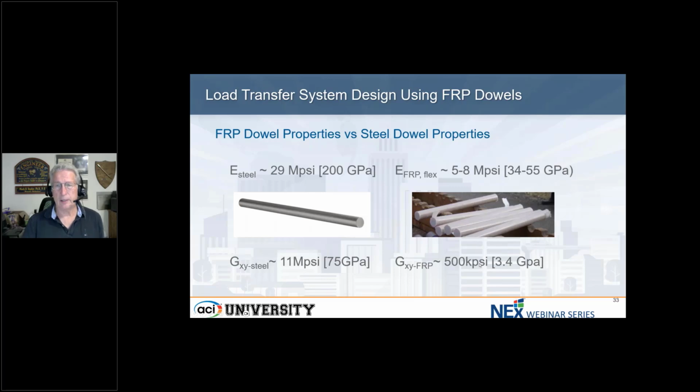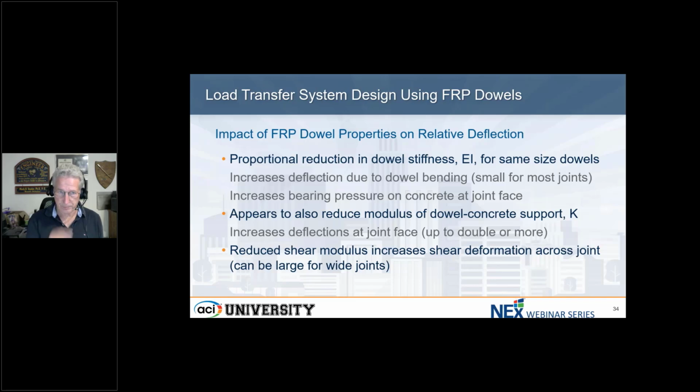So you can see why, if you have a very wide joint, you get 22 times as much shear deformation across that joint with an FRP bar. Again, fortunately, we're typically talking very, very narrow distances, so the numbers become not terribly important, but it's something we need to be aware of. Those are things that affect the behavior. These are the things that cause us to have different load transfer efficiency and relative deflection values with the FRP bars.